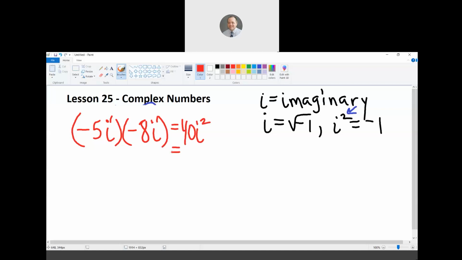And anytime you have i squared in your answer or anywhere in your steps, you must replace i squared with -1. This answer you don't have to put in standard form. It's just -40.